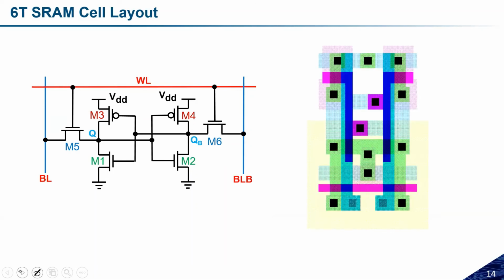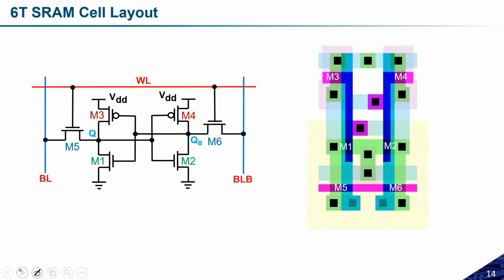So this is the layout, which is the advanced version of the stick diagram we have already studied. The stick diagram is just a rough estimation of the layout. But here, if we follow all the design rules, the layout will look something like this. We have already studied what the design rules are. After following all these, we can make the layout of the 6T SRAM cell.